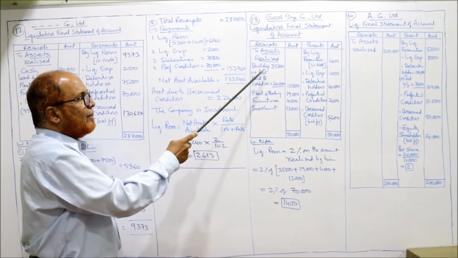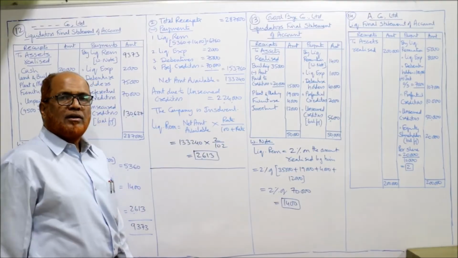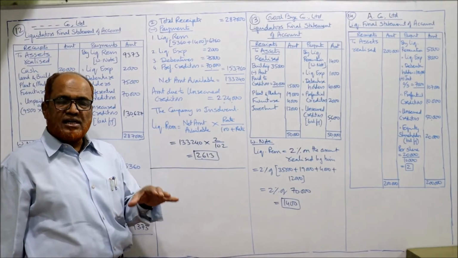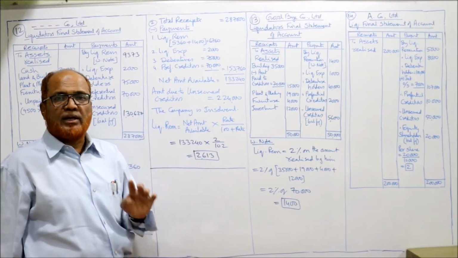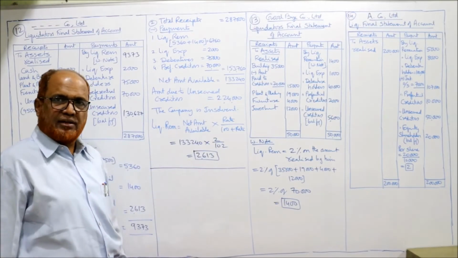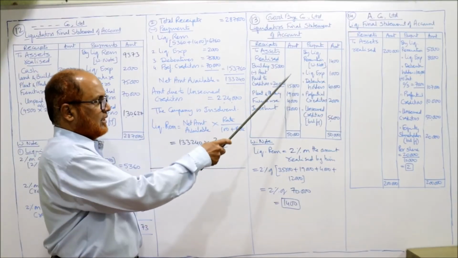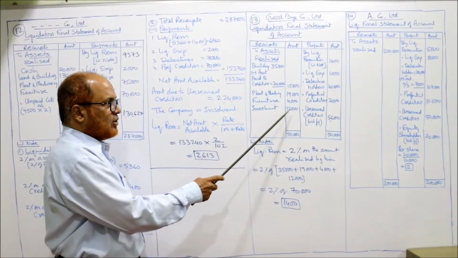Assets realized. Building 35,000, amount paid to creditor 20,000. This is the first problem where the security given to a creditor was sold by the liquidator himself. From the 35,000 he is paying 20,000 rupees to the creditor, and the remaining 15,000 he takes into account. Plant and machinery 19,000, furniture 4,000, investment 12,000.